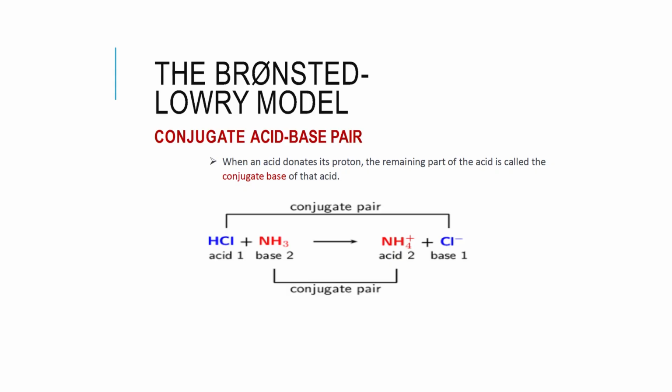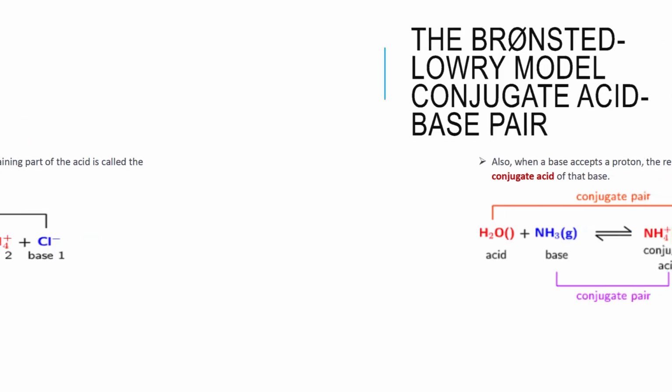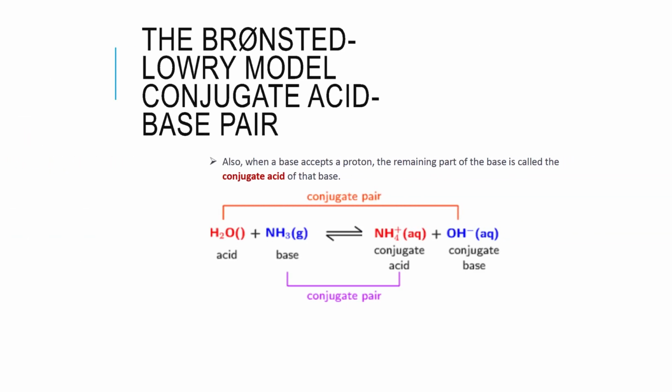When an acid donates its proton, the remaining part of the acid is called the conjugate base of that acid. Looking at our example again, we have the conjugate pair of HCl and Cl- and the conjugate pair of NH3 and NH4+. Furthermore, when a base accepts a proton, the new substance formed is called the conjugate acid of that base.